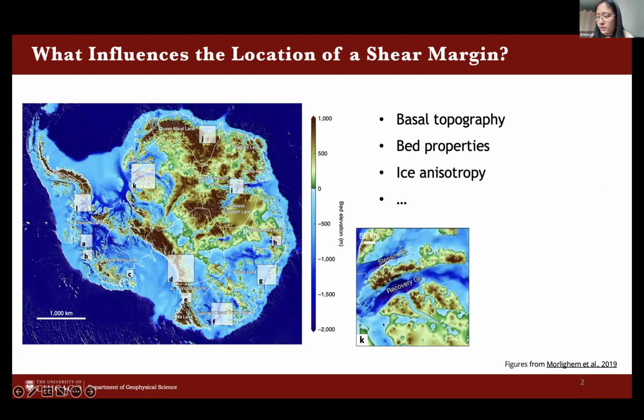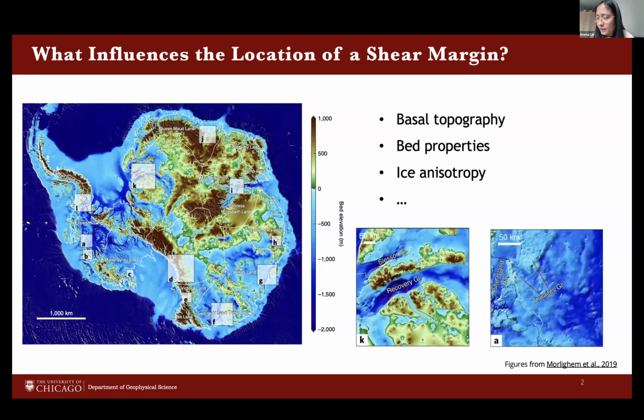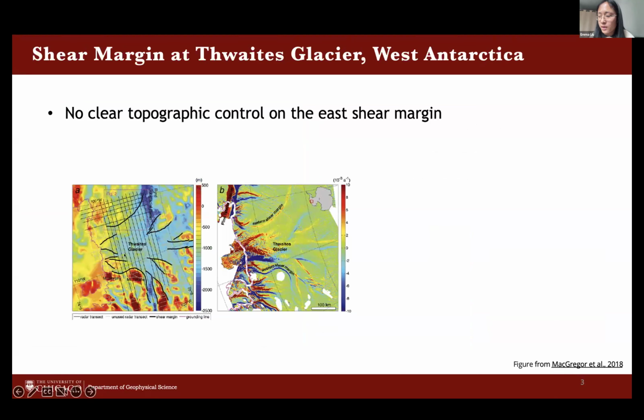In many places, such as the one over here, shear margins align with bedrock heights or valley walls that laterally confines the fast ice flow. However, there are also many other examples where the shear margin do not really line up with those features. And the eastern shear margin of Thwaites Glacier, which is shown on the bottom right here, is one of those cases. So this is Thwaites Glacier, and this black line over here is the eastern shear margin.